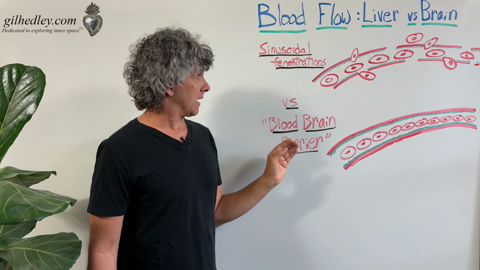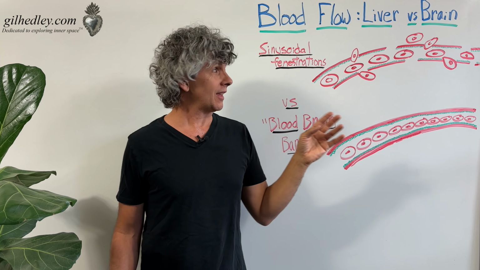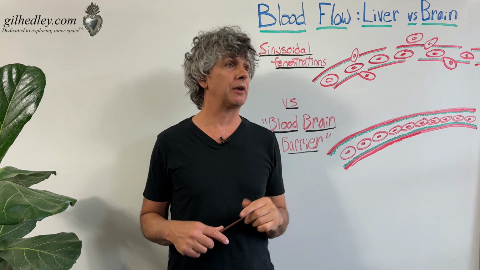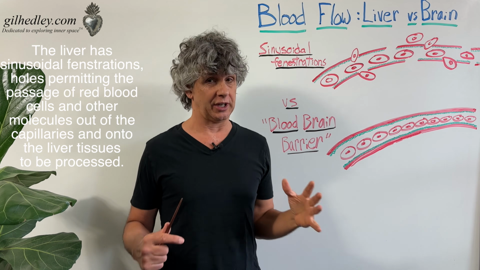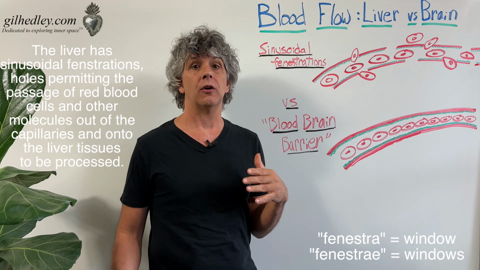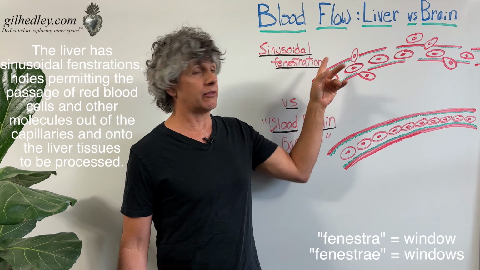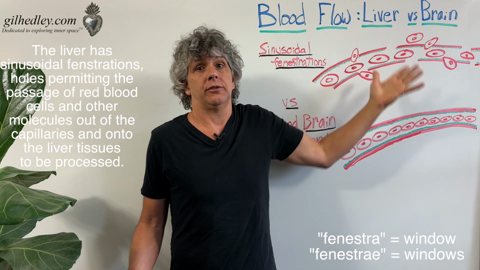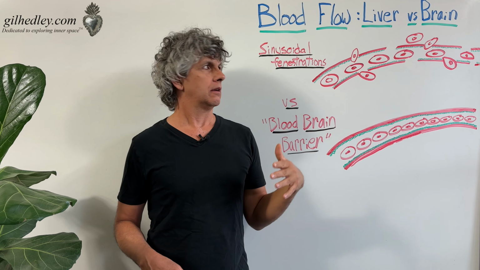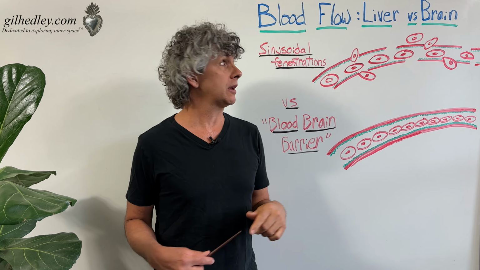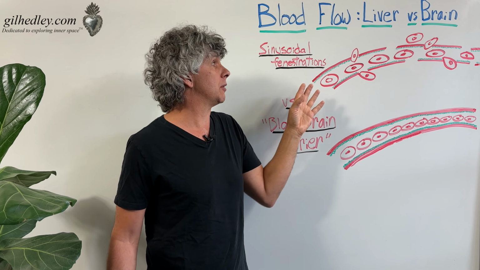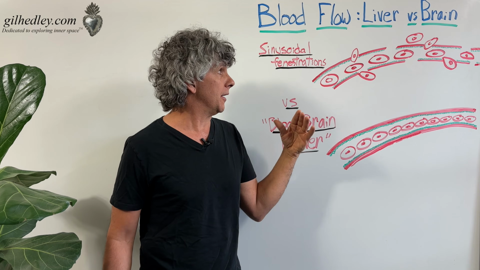So in the liver, we have what are called fenestrated or sinusoidal fenestrations, big fancy word for got holes in it. So a fenestra is like Italian or Latin for a window. So the capillaries of the liver have windows in them. Now, why is that? Because in places like the liver and, say, the spleen as well, we have these sinusoidal fenestrations because those organs are basically filters of the blood.